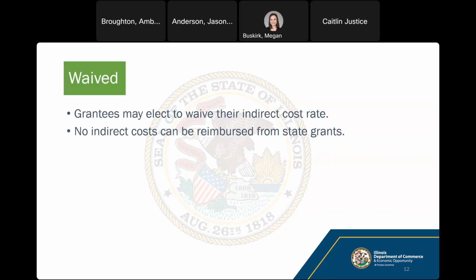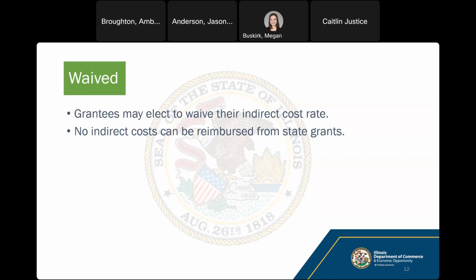Grantees may elect to waive their indirect cost rate. In these cases, grantees may voluntarily decline an indirect cost rate. This communicates that the grantee will not seek reimbursement for any state or federal pass-through awards. If this is chosen, no indirect cost can be reimbursed from state grants. Once elected, the waiver will remain in effect until such a time that the grantee decides to change their election.